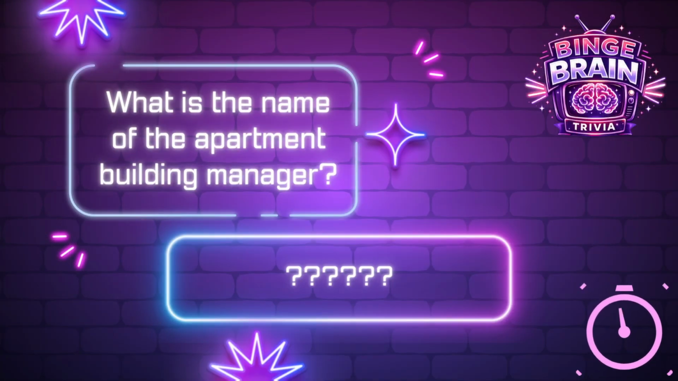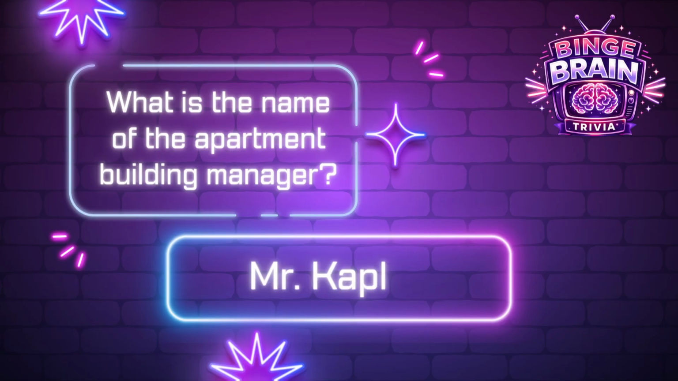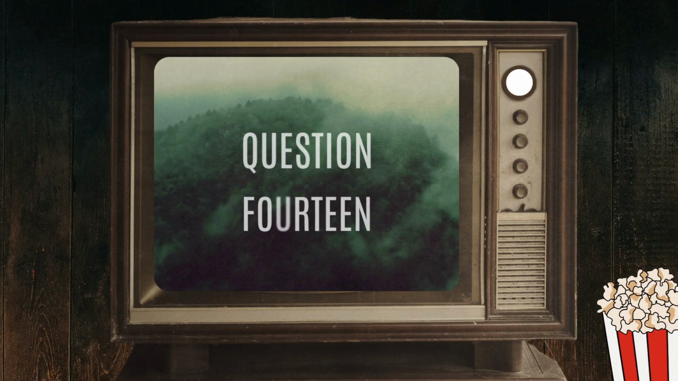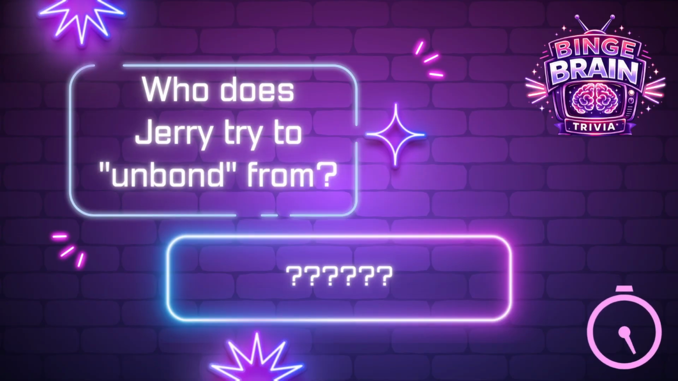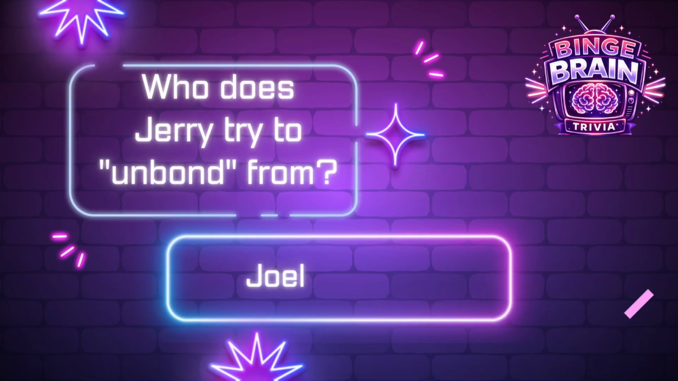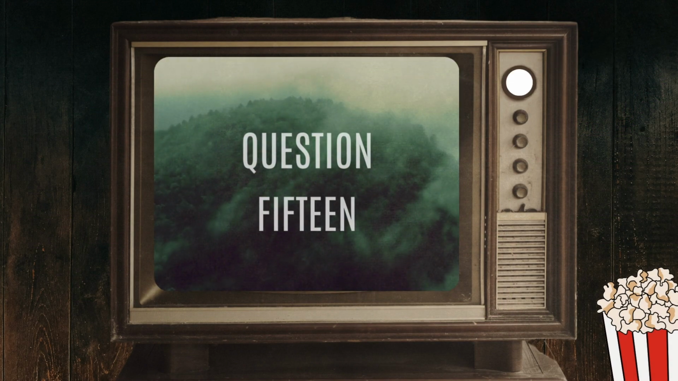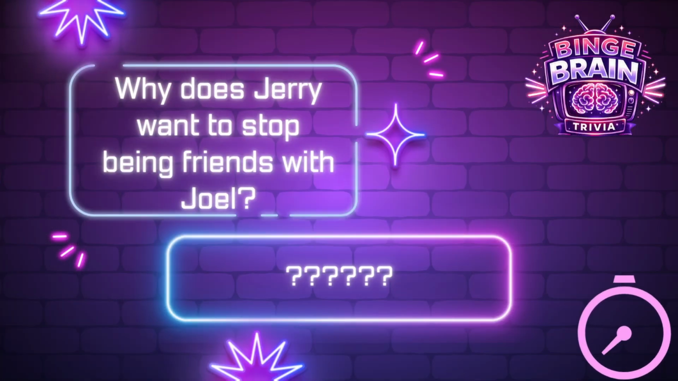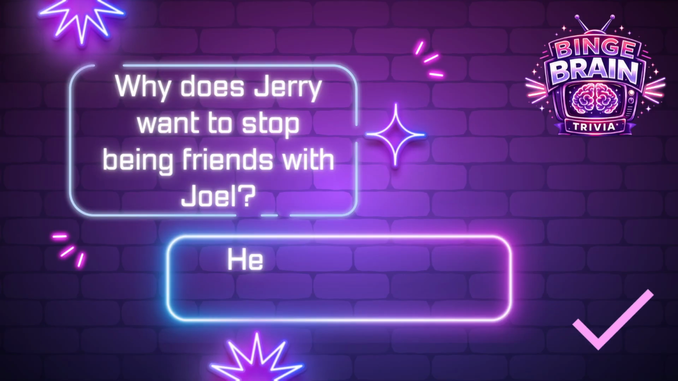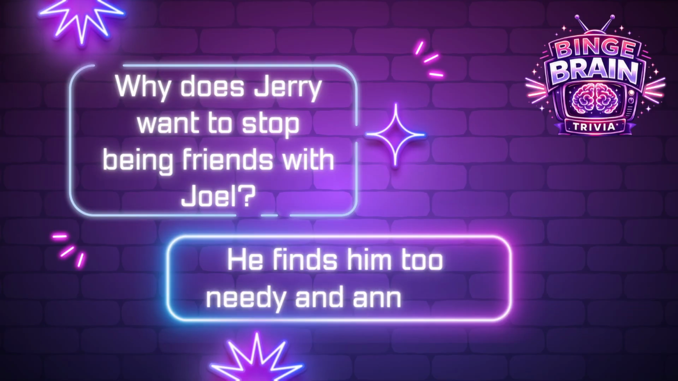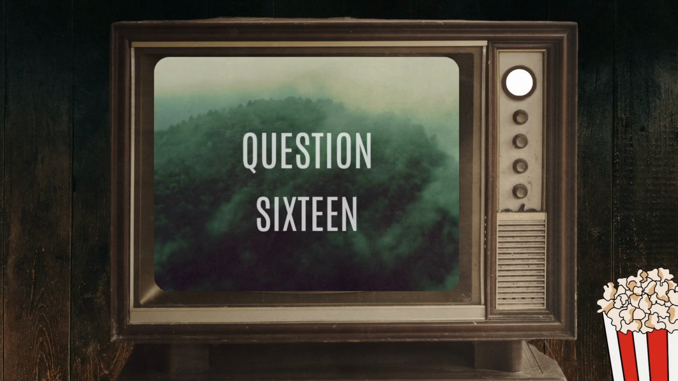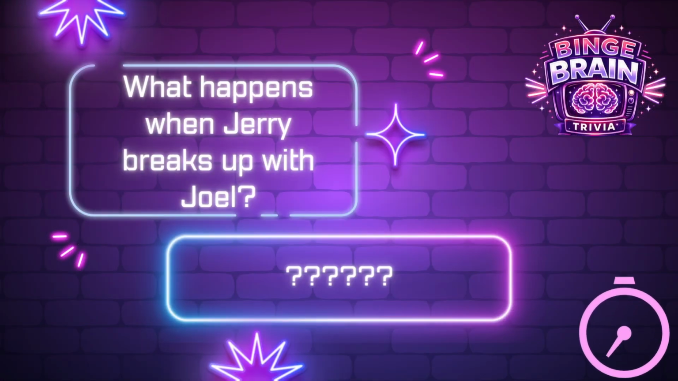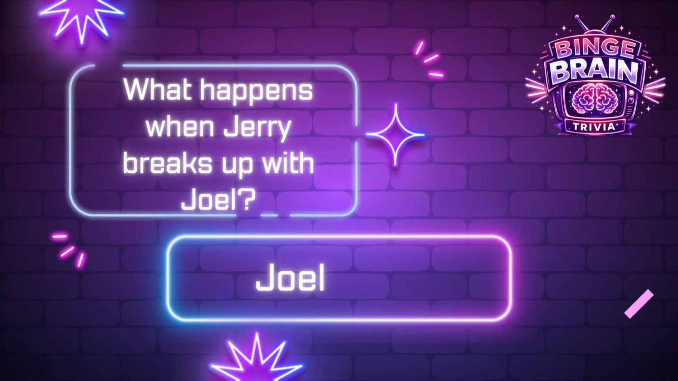What is the name of the apartment building manager? The name of the apartment building manager is Mr. Kaplan. Who does Jerry try to unbond from? Jerry tries to unbond from Joel Hornick. Why does Jerry want to stop being friends with Joel? Jerry wants to stop being friends with Joel because he finds him too needy and annoying. What happens when Jerry breaks up with Joel? When Jerry breaks up with Joel, he cries.